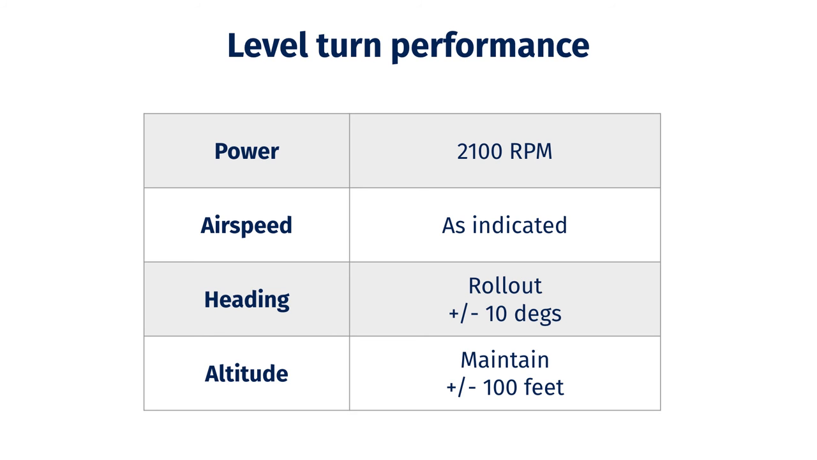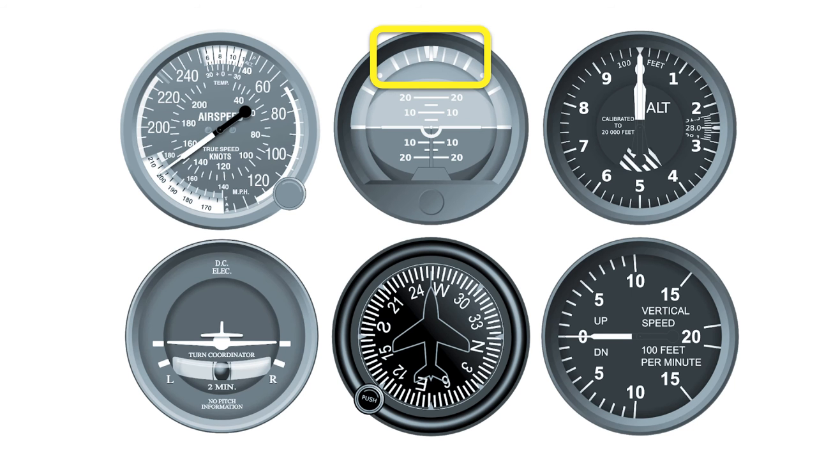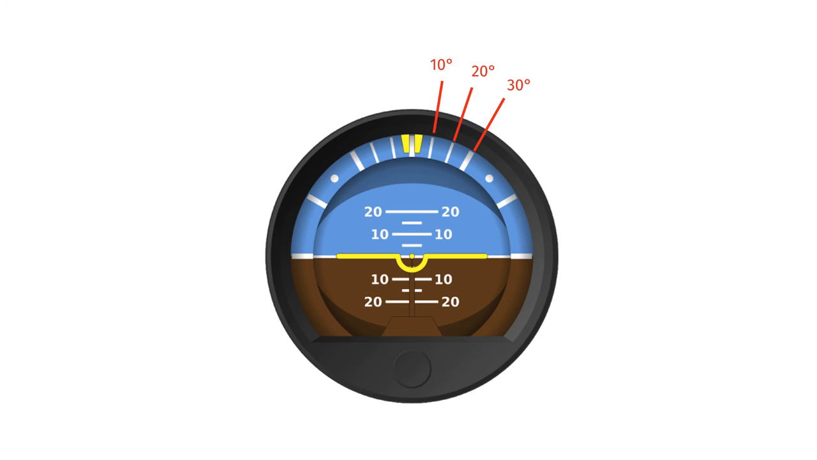from that initial altitude. So let's take a moment to discuss where to look on the attitude indicator, since this is one of the primary instruments, and what information to pay attention to there. You'll be referencing these white tick marks along the top of the instrument to establish and maintain your bank. Each of the tick marks shown here represent 10 degrees of bank.